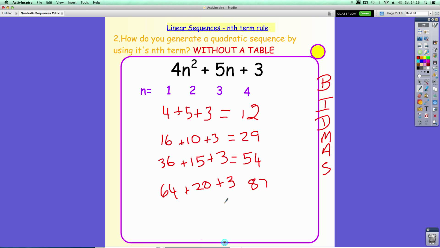87. So the first 4 terms of the sequence 4n squared plus 5n plus 3 is going to be 12, then 29, then 54, and 87.